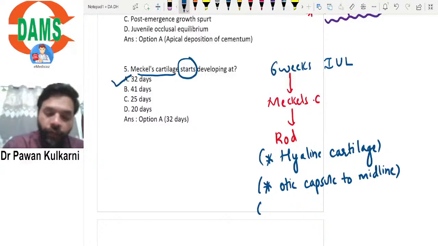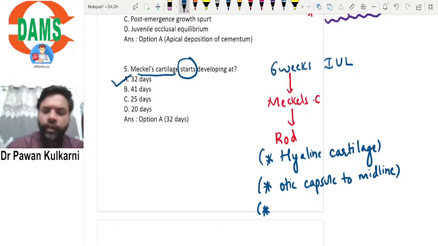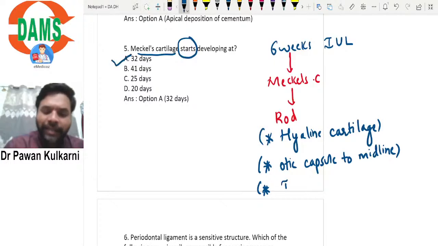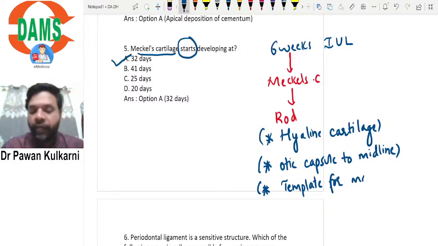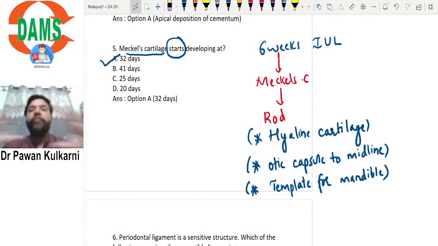Now, the third question that we should remember about Meckel's cartilage. What is its role? Why has it occurred here? Because this acts as a template for mandible formation. All of us know what a template is. Template means a framework.